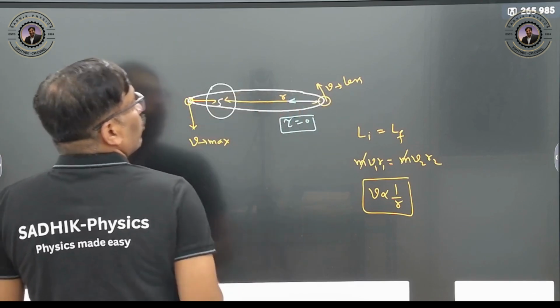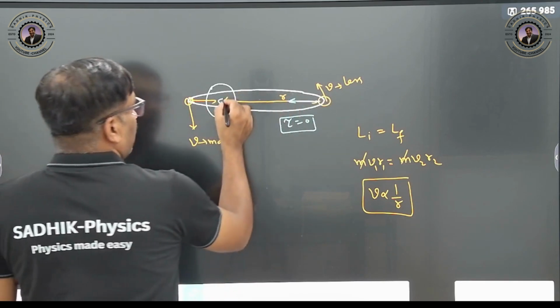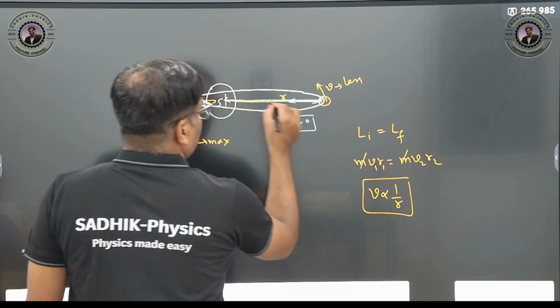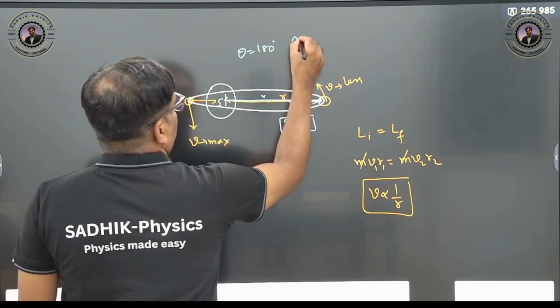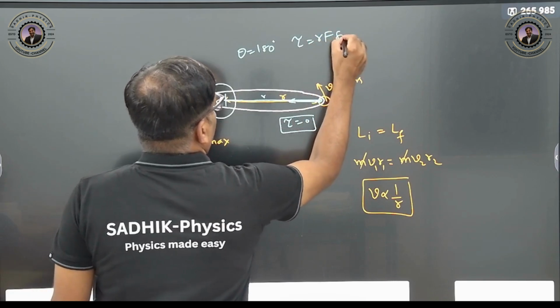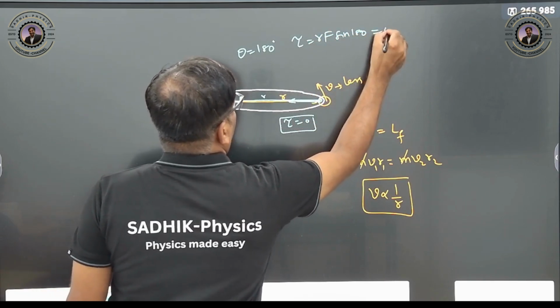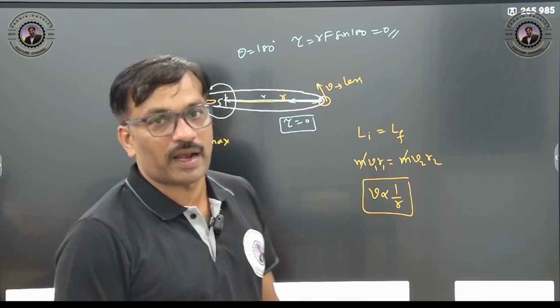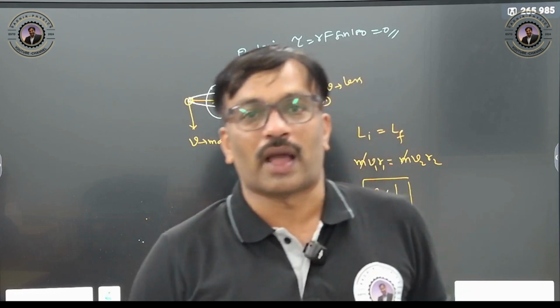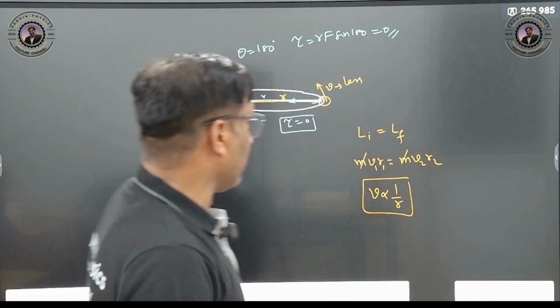This is the force on the planet, and this is the distance r, with theta equal to 180 degrees. So torque is equal to r into F into sine 180, which is 0. Therefore no torque is acting on this planet, so the angular momentum will be conserved.